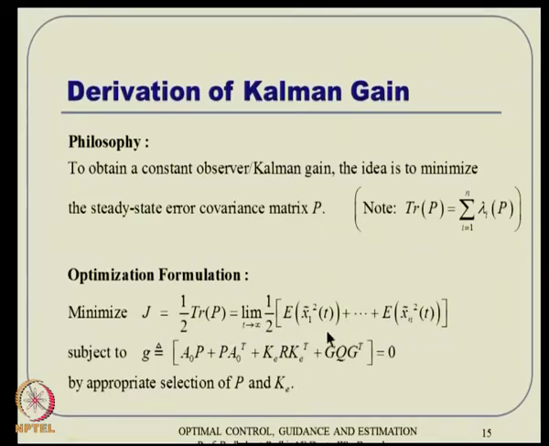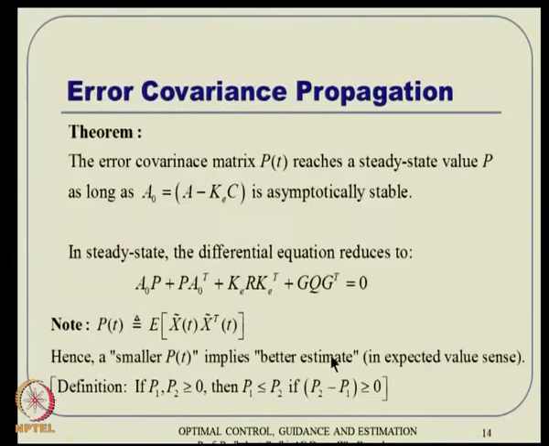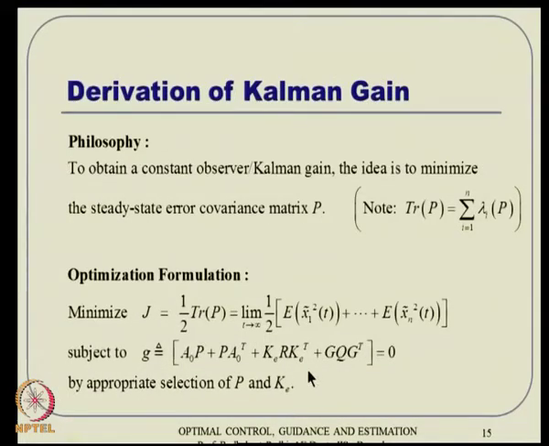So when t goes to infinity, these error quantities are there, x1 tilde square, x2 tilde square, like that. And the expected value of all that, if you sum it up, that's what you want to minimize. But this has to be minimized subject to this constraint equation, because this is the constraint equation we got. So this cannot be ignored. In other words, we want to find some appropriate selection of P and K in such a way that it will minimize the steady state trace of P, to be very exact, subject to this constraint equation.